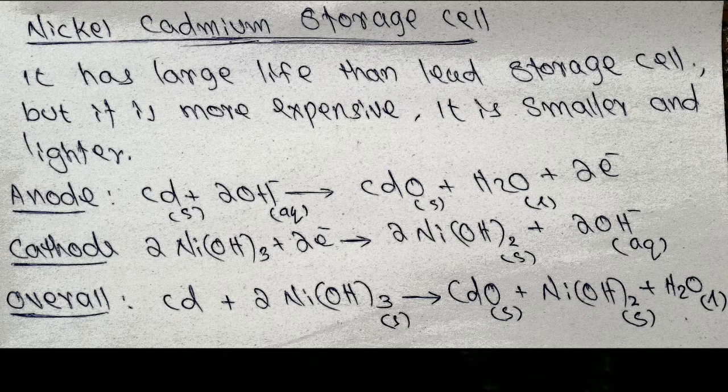And here the chemical reactions. At the anode, cadmium is oxidized. Oxidation of cadmium takes place. Cadmium changed to cadmium oxide. And at the cathode, reduction: nickel trihydroxide is reduced to nickel dihydroxide. And the overall reaction is given here. These are the things we have to understand about the nickel cadmium storage cell.